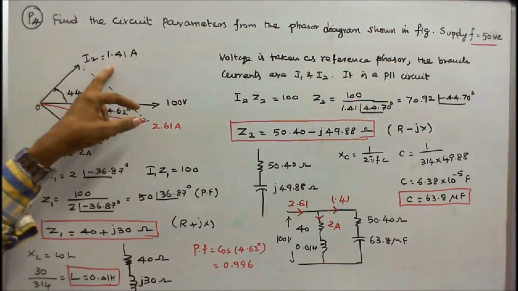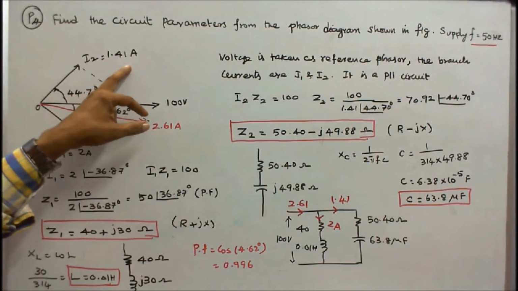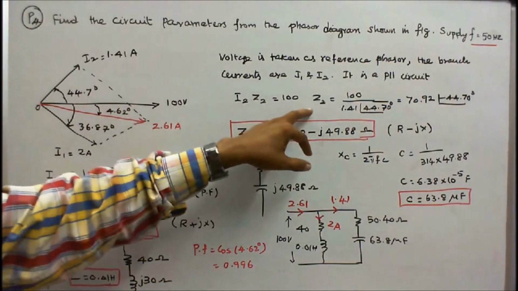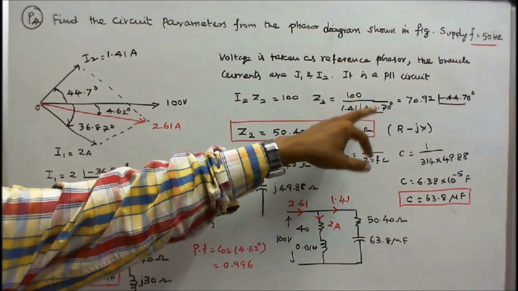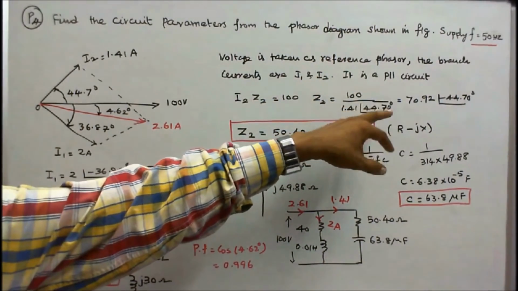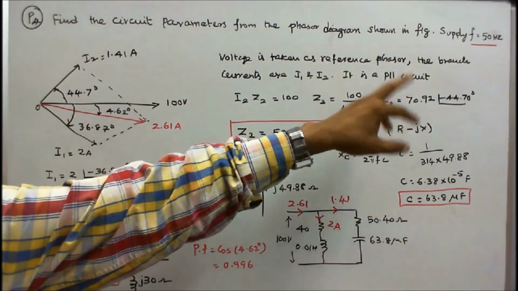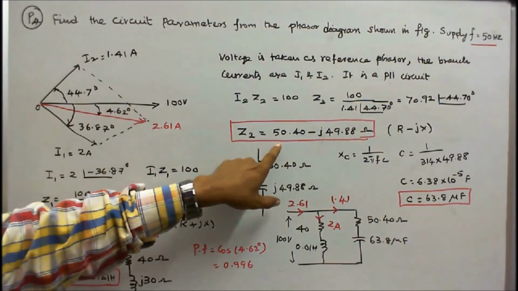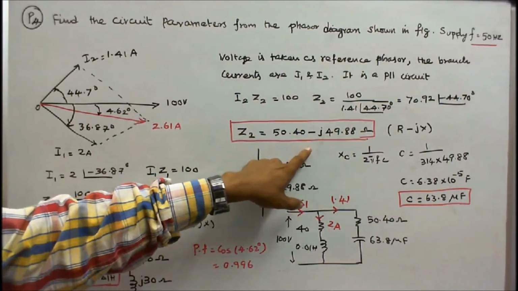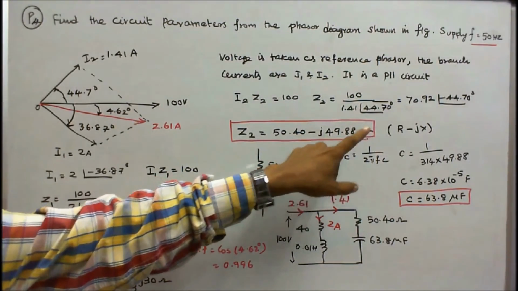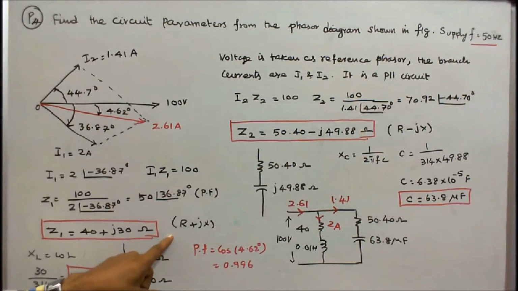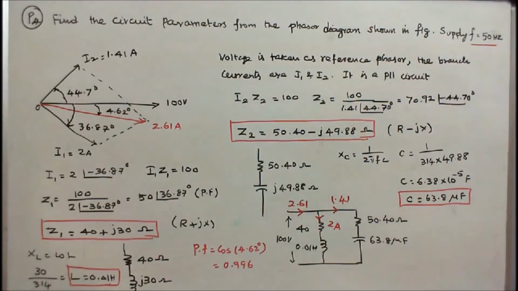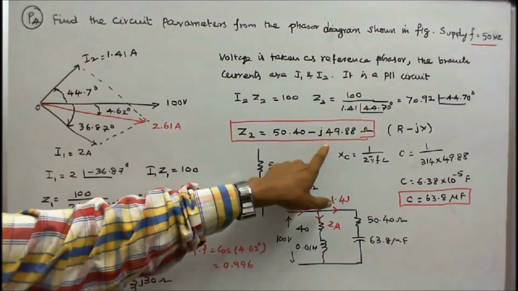Here I2 is equal to 1.41 angle plus 44.7 degrees. Therefore Z2 is equal to 100 divided by 1.41 angle 44.7 degrees. That is equal to 70.92 angle minus 44.70 degrees in polar form. In rectangular form, Z2 is equal to 50.40 minus j49.88 ohms. That is R minus jX. This is R plus jX. Here R is equal to 50.40 ohms. Xc is equal to 49.88.